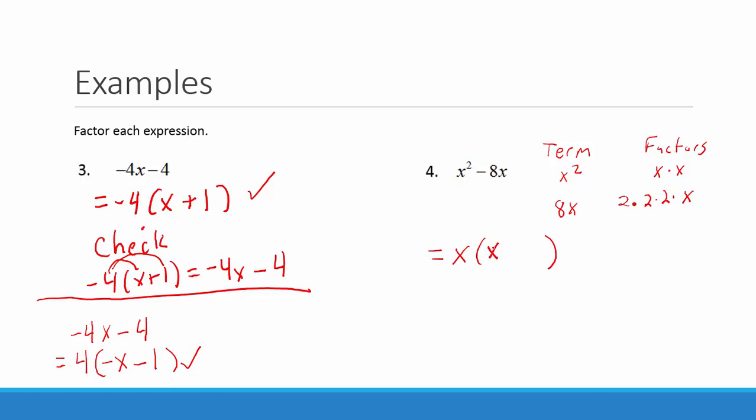That would be x. Then we need to figure out what should we write here so that when we multiply by x, we get negative 8x, and that would be negative 8. So this is the factored form of our problem. So let's check this. Let's distribute the x through the parentheses to see what we get. X times x is equal to x squared. And x times negative 8 is equal to negative 8x.